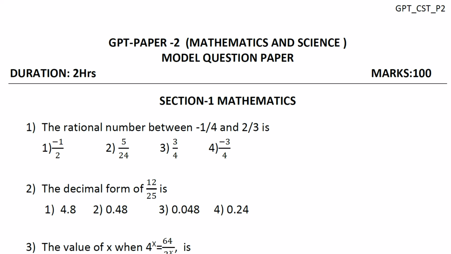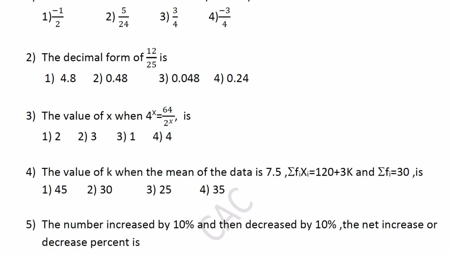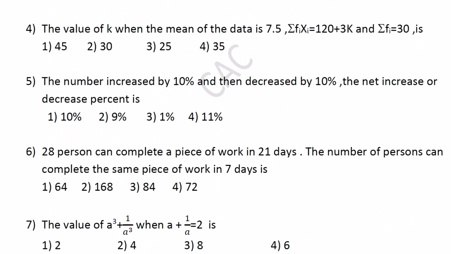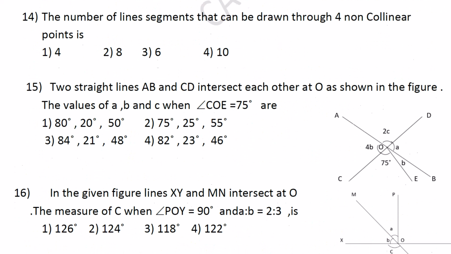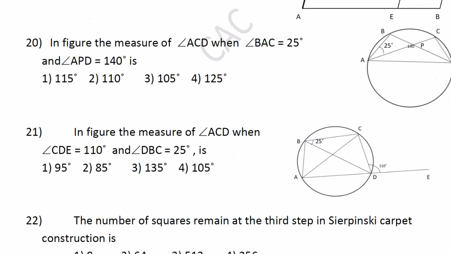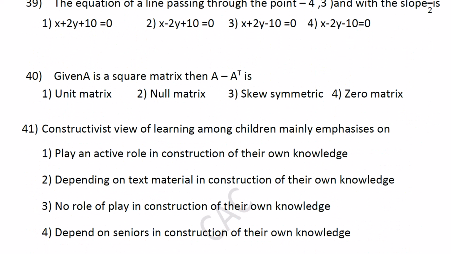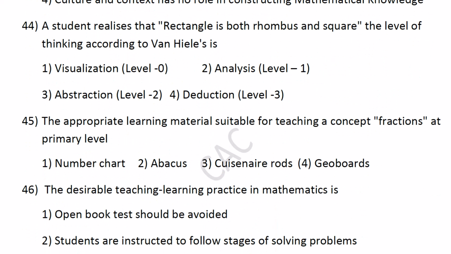Okay, now let us have a quick glance at the model question paper. So this is the model question paper. They have given 40 questions for mathematics, and after those 40, 10 questions for mathematics methodology. From question number 41, they have given mathematics methodology.